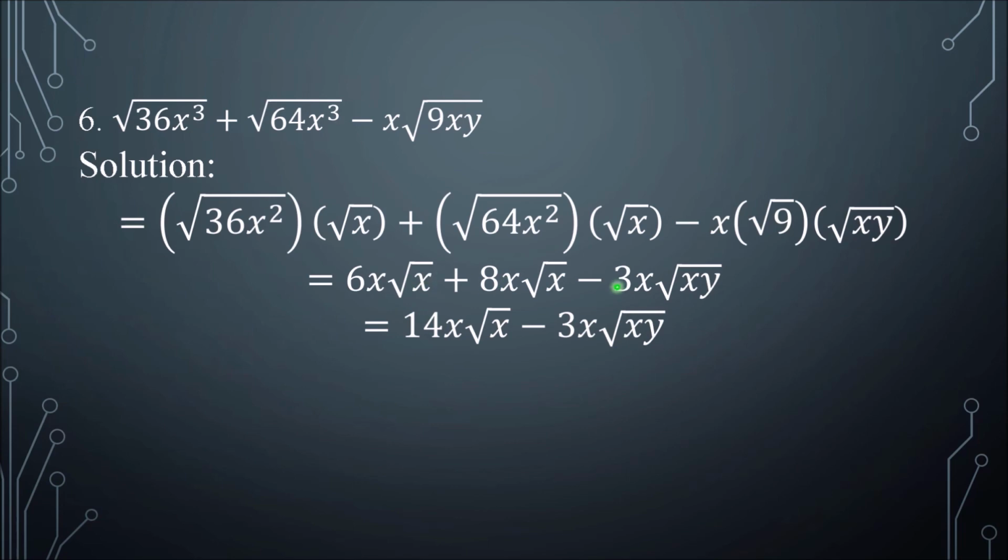Simplifying, we can combine this. So 6x plus 8x is 14x. Plug in the radical, square root of x. Minus 3x square root of xy. So we cannot combine this. So this is now the final answer.